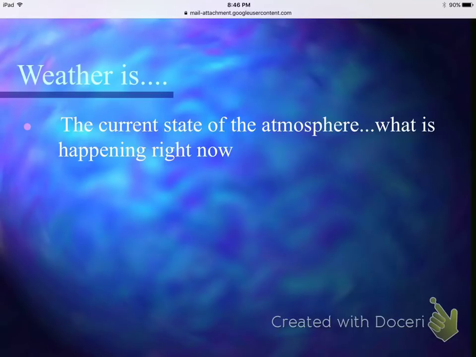So to get us started, we have to talk about the actual definition of what weather is. We all think of weather as being like precipitation or temperature, but weather is defined as the current state of the atmosphere. So what is actually happening right now? Is it 72 degrees and cloudy outside? Because that would be weather if that was what was happening in the atmosphere at that specific point in time.